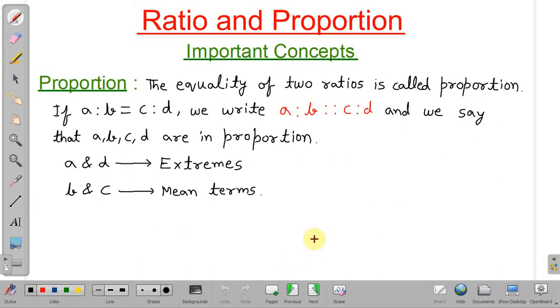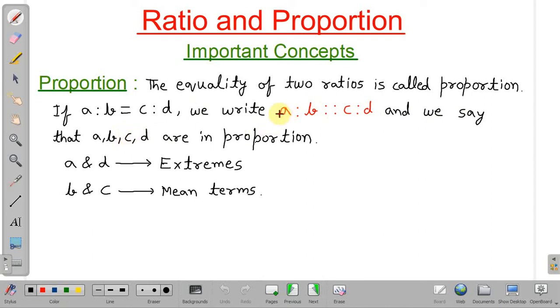The next term is proportion. So what is proportion? See, the equality of two ratios is called proportion. So if two ratios are A ratio B and C ratio D, and we equate these two ratios, it will be called a proportion. We denote it as A ratio B, this is the symbol of proportion, C ratio D. This is a double colon, and we say that A, B, C, D are in proportion.